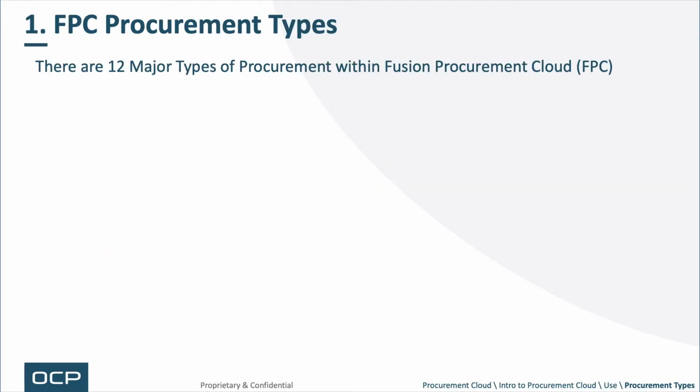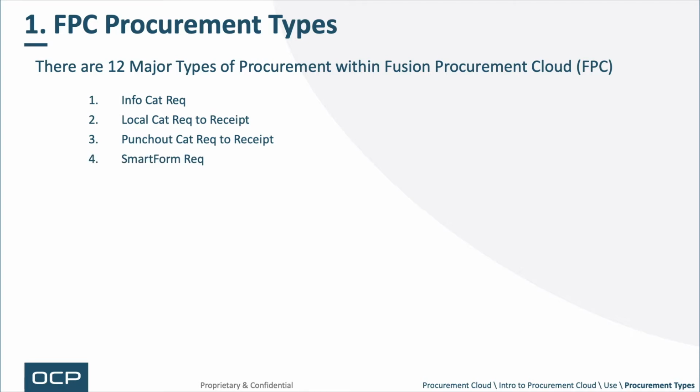Number 1, FPC procurement types. There are 12 major types of procurement transactions, again, each invoking its own mix of transactions. So let's take a quick look. 1, info catalog requests. 2, local catalog request to receipt. 3, punch out catalog request, again, to receipt. 4, smart form request, information template request. We often call this a PERF, or procurement engagement request form, because it has a lot of variability about how requesters can be using different information templates, which are custom fields, to capture information to engage procurement.